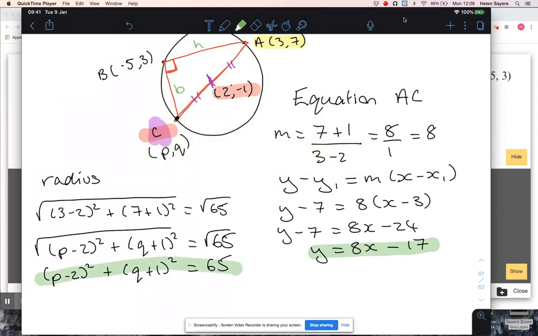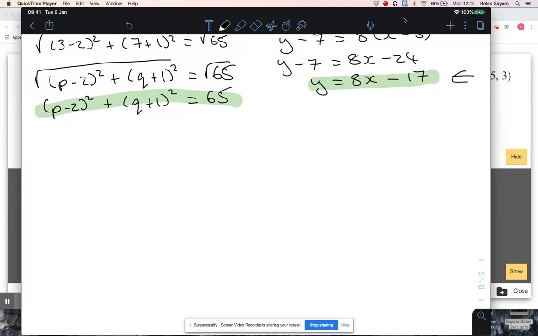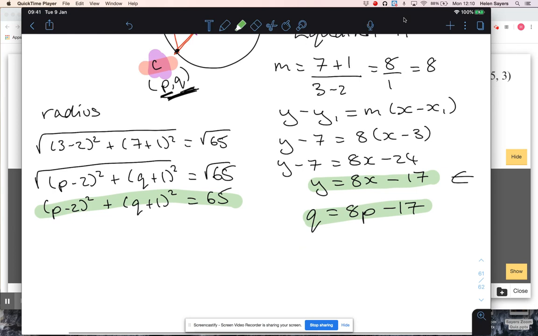So I know that PQ, going back to my straight line one, let's scroll up because I just need those equations now. Obviously I know that PQ lies on that line where X is P and Y is Q. So if I put those in, Q for Y and P for X, now I've got two equations just in terms of P and Q. So we can solve those simultaneous equations.